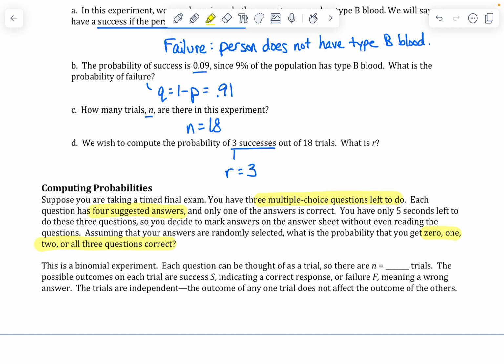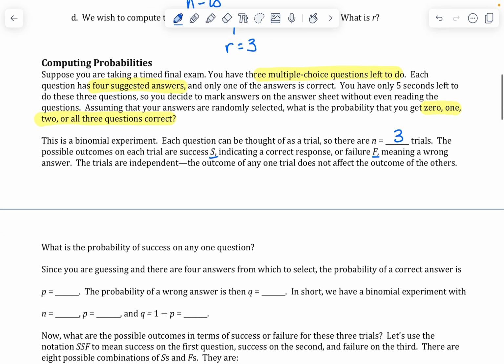This is a binomial, right? So each question is a trial. Each question is its own thing. So there are 3 of them. And the possible outcomes are a correct response, which is a success, and an incorrect response, which is a failure. They're independent of each other. One outcome has nothing to do with the other. And so we can think of this as a binomial scenario.